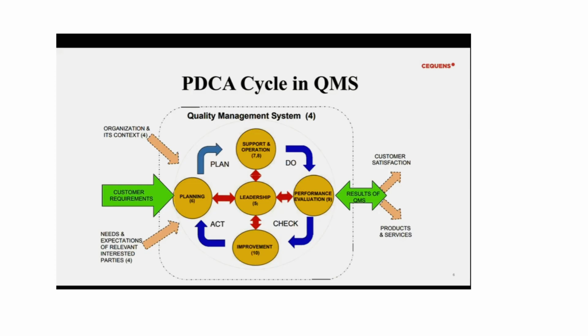Let me tell you something: clauses 1 to 3 are to identify what you will do. So it's not really the do part. The plan part starts from clause 4. So now we're planning. What are we planning? Clause 4: the organization and its context. What is our organization? What is our context?